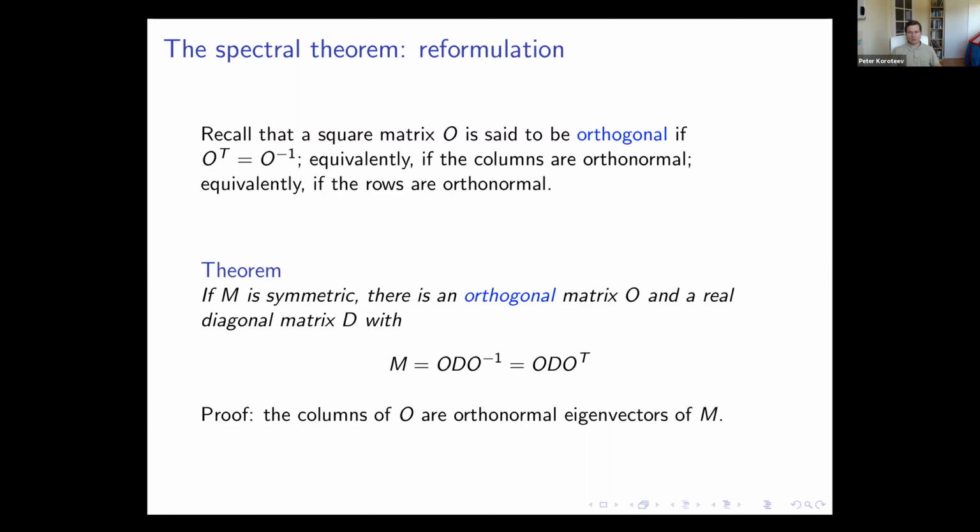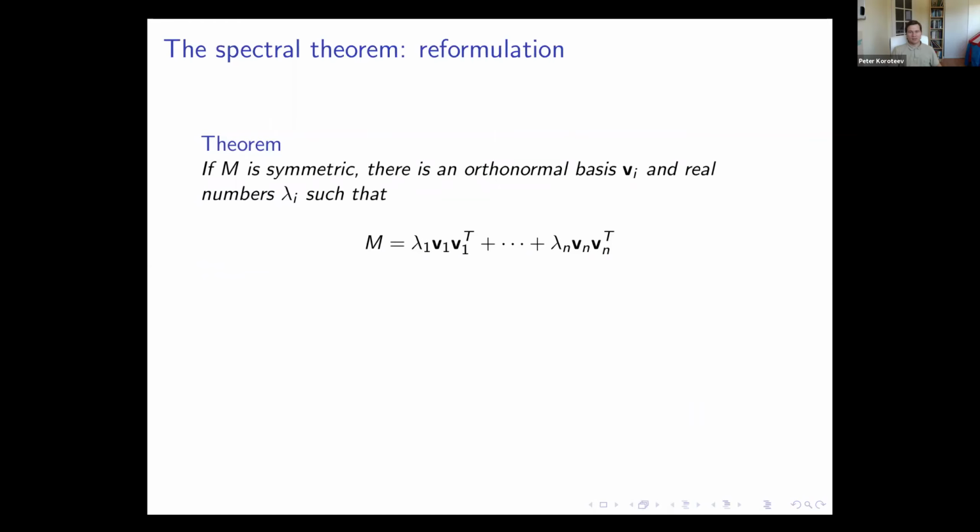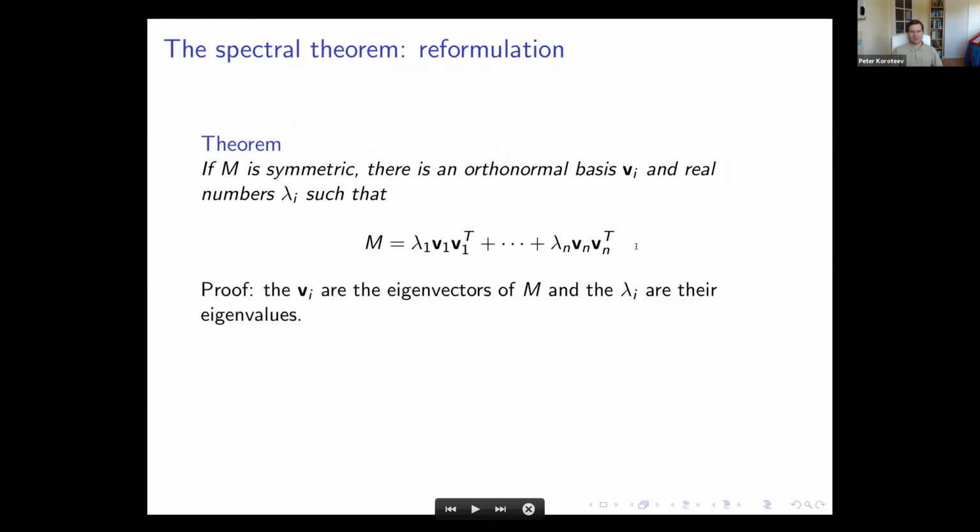And then the diagonal matrix D will be formed with the eigenvalues of matrix M. So we can write this more specifically. If M is symmetric, then there is an orthonormal basis Vi and real numbers lambda i such that M is equal to lambda 1 V1 V1 transposed, plus and so on, plus lambda n Vn Vn transposed. Now, these vectors Vi are eigenvectors with eigenvalues lambda i.